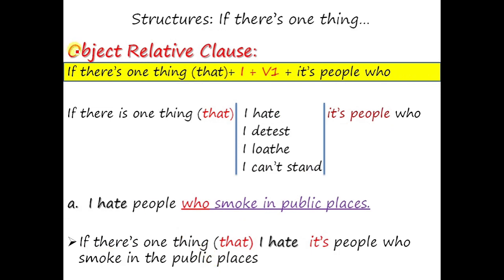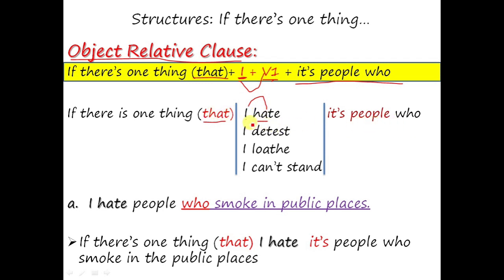Similarly, if the given sentence is an object relative clause, our structure would be: if there is one thing, that is optional, and then we first use the given subject, generally "I," and then the given attitude verb in V1, and then "it's people who." Let's see once more. If there is one thing that is optional, and then you use the subject and the given attitude verb. It should be in V1 because generally the subject is "I," therefore we use the same given verb in its V1 form, and then "it's people who."